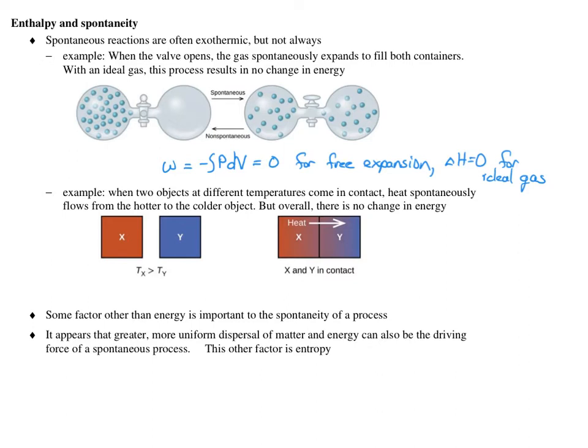This is all leading to say that there's some factor other than energy. In this case, we're considering heat energy. There's some other factor that's important to the spontaneity of the process. And if we look at both these examples, we see that there's a consistency in that a greater, more uniform dispersal of matter or energy can be the driving force of a spontaneous process. This factor is termed entropy.